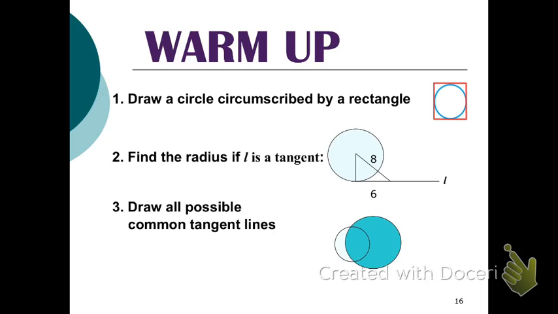Find the radius if L is a tangent. Did you look at that and think, oh, it's a 3, 4, 5 triangle? Yeah, it's not, because the hypotenuse is not 10. It's 8. So you had to do a Pythagorean. 6 squared plus r squared equals 8 squared. Hopefully you found that r is 2 radical 7.